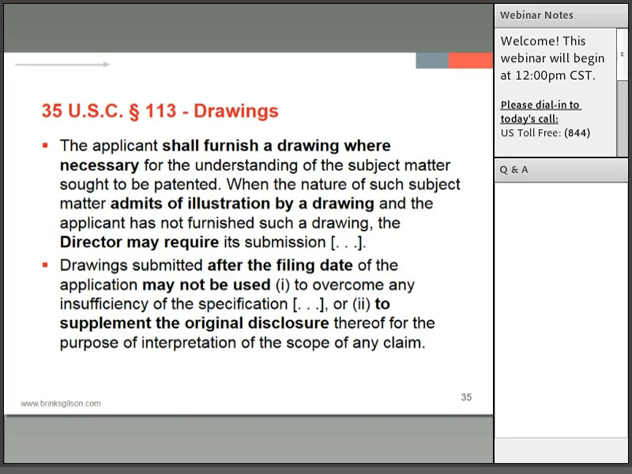But when the nature of such subject matter admits of illustration by a drawing and the applicant has not furnished such a drawing, the director may require its submission. And then it lists a certain deadline, I think 2 months. And then the thing is that this written description requirement also extends to the drawings. It says drawings submitted after the filing date of the application may not be used to overcome any insufficiency of the specification or to supplement the original disclosure.